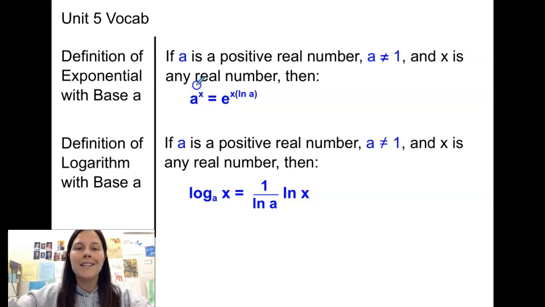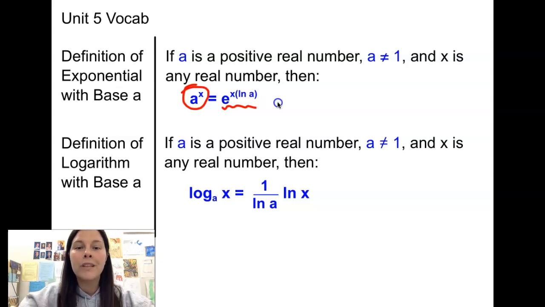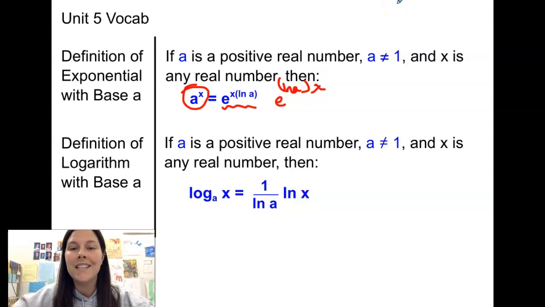The first one is an exponential. So we have this a to the x, and the definition is that it is equivalent to e to the x times natural log of a. And you may be wondering, where in the world did that come from? I'm going to reorganize this as e to the natural log of a times x. Well, what's e to the natural log of a? What does an exponential base e do to a log base e?